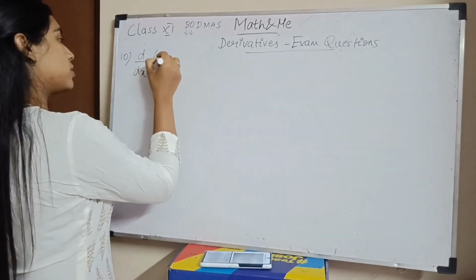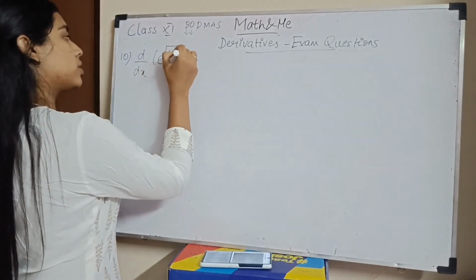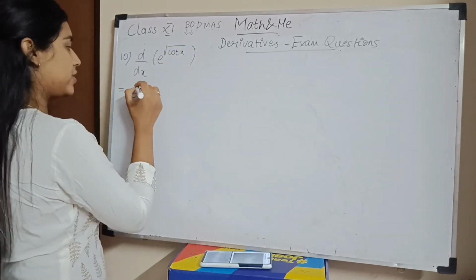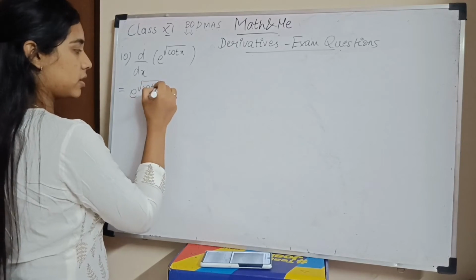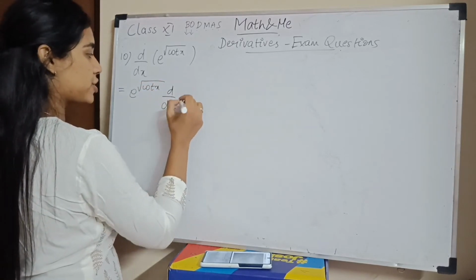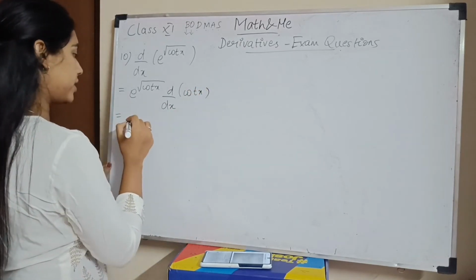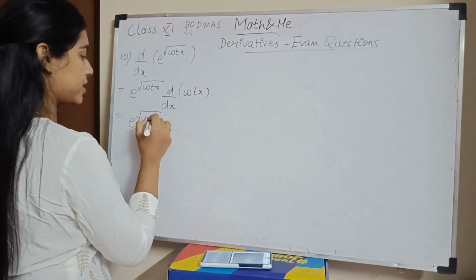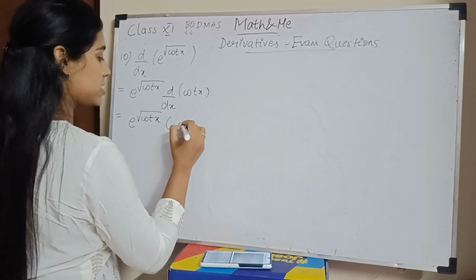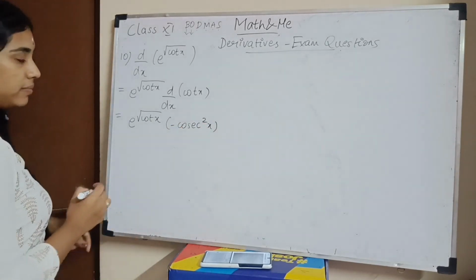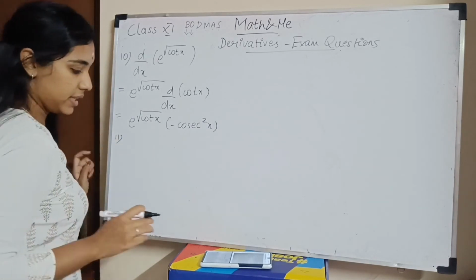d by dx of e to the root cot x. So e to the x, the derivative is e to the x itself. But you have to find the derivative of the function that's inside. So you have cot x. Cot x, the derivative is minus cosecant square x. So it is minus cosecant square x. Okay. Next question.